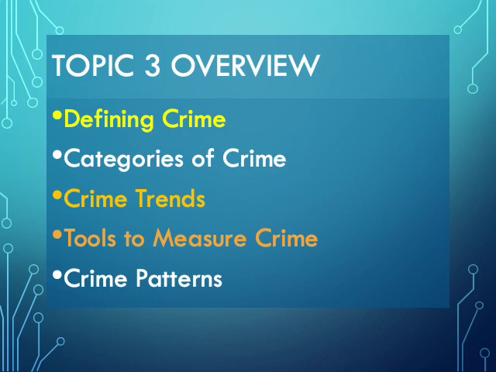You'll be reading about categories of crimes. In the next lecture, we're going to look at the tools we use to measure crime, as well as beginning to look at some of the crime trends, how crime has changed over time in the United States. And then in the textbook, you'll be reading about crime patterns, the certain patterns that we see in terms of criminal activity in the United States. So that's what we've got on the docket. Let's go ahead and get started.